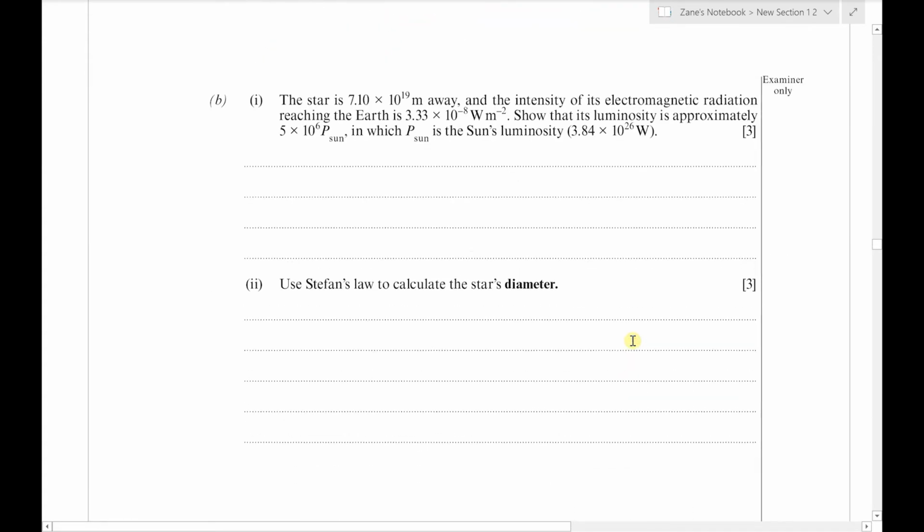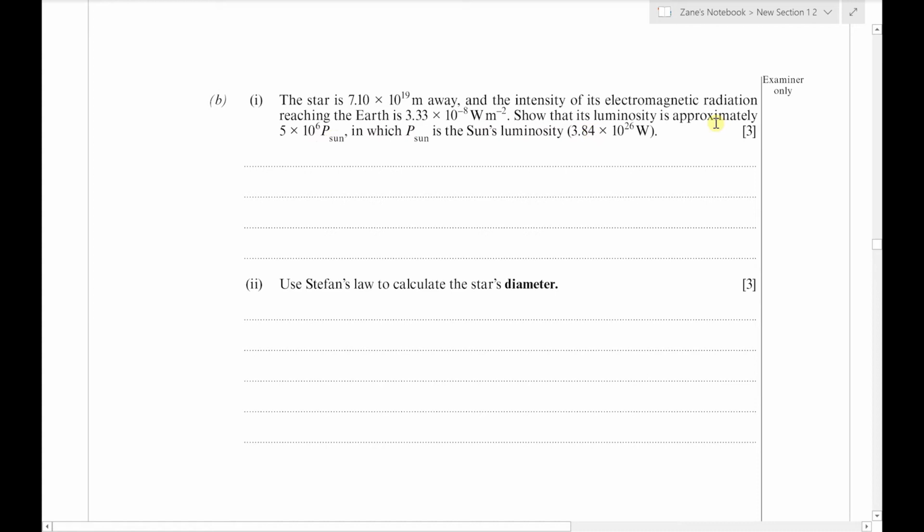Okay, the question then continues. B part 1, we're told the distance that the star is away from the Earth is 7.1 times 10 to the 19 meters, and the intensity of the radiation reaching the Earth is 3.3 times 10 to the minus 8 watts per square meter. And we've got to show that its luminosity is approximately 5 times 10 to the 6 times the power of the Sun. And the Sun's luminosity is 3.84 times 10 to the 26.